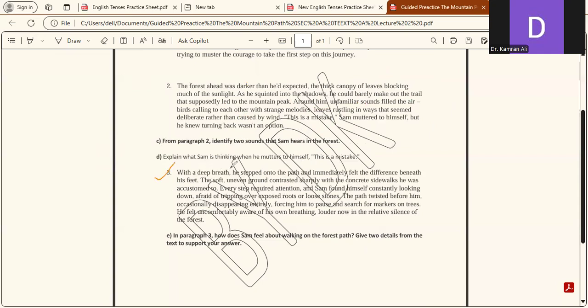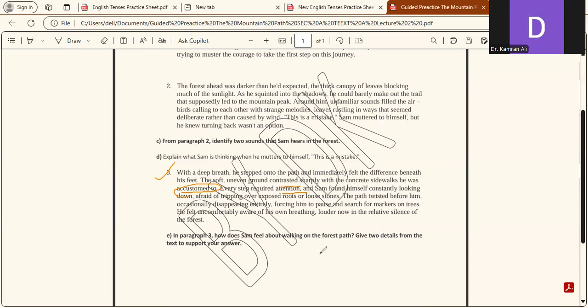With a deep breath, he stepped onto the path and immediately felt the difference beneath his feet. The soft, uneven ground contrasted sharply with the concrete sidewalks he was accustomed to. Now, this is important, right? So there is a contrast here. Every step required attention. This is another important word. Sam found himself constantly looking down, afraid of tripping over exposed roots or loose stones. The path twisted before him, occasionally disappearing entirely.